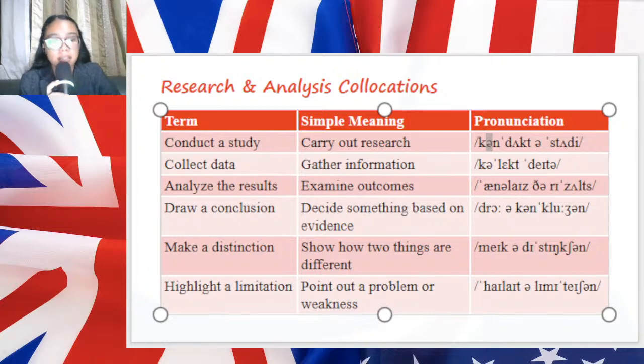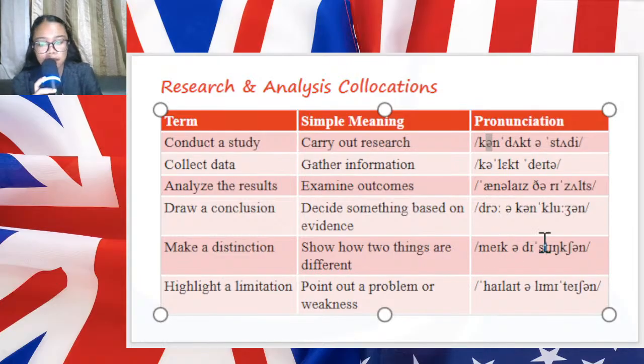Again, conduct a study. With natural rhythm, the second syllable of conduct and the first syllable of study are stressed here. So conduct a study. That is the first collocation. Following this is collect data. Very simple. Collect data meaning gather information, which is fundamental in research.